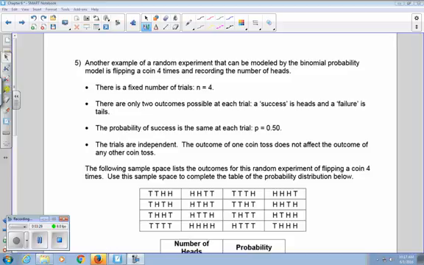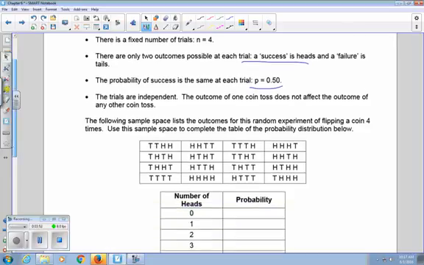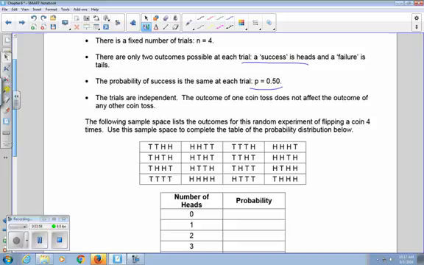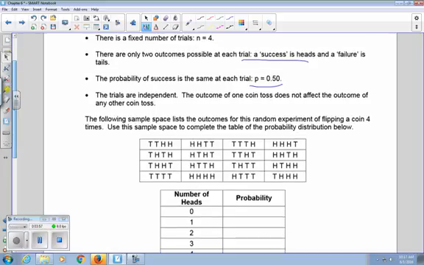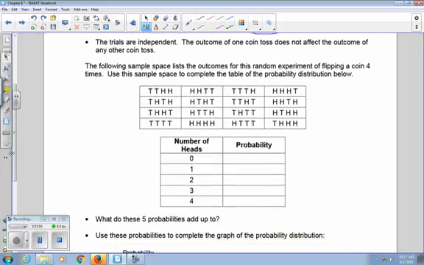Another example of a random experiment that can be modeled by the binomial probability model is flipping a coin 4 times and recording the number of heads. There is a fixed number of trials, n equals 4. There are only 2 outcomes. Again, success is heads, failure is tails. The probability of success is the same. It's 0.5 or 1/2, the probability of flipping a heads. And the trials are independent. The outcome of one coin toss does not affect the outcome of any other coin toss.